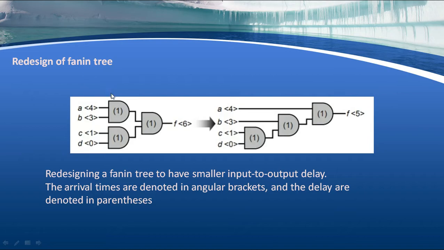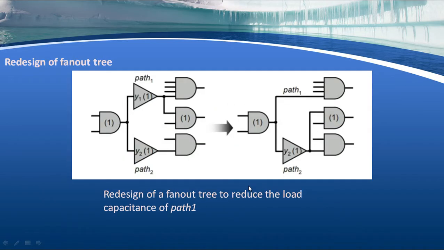Redesign of fanin tree. See, this is how we redesign them. Redesigning a fanin tree to have a smaller input to output delay. The arrival times are denoted in angular brackets, and the delays are denoted in parentheses. These are the delays to them. Redesign of fanout tree. This is path 1, and this is path 2. It will look better than this. We redesign the fanout tree to reduce the load capacitance of path 1. It will be good to reduce here.